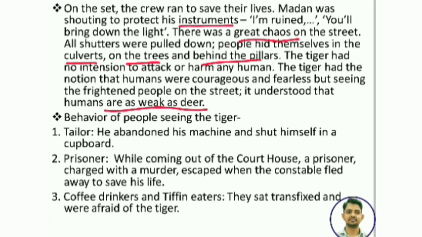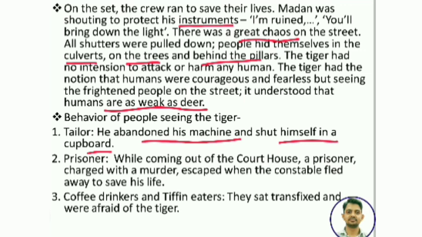Here I have written about some people who are mentioned in this chapter. First, the tailor. As the tailor saw the tiger, what did he do? He abandoned his machine and shut himself in a cupboard. Prisoner. One prisoner was coming out of the court after the hearing. He was a murderer. The constable left the prisoner to escape because the constable tried to save his own life. The constable ran away, so the prisoner also got a chance to run away.